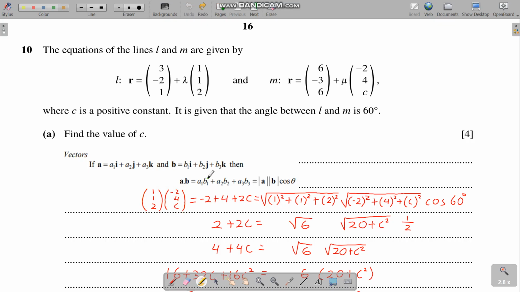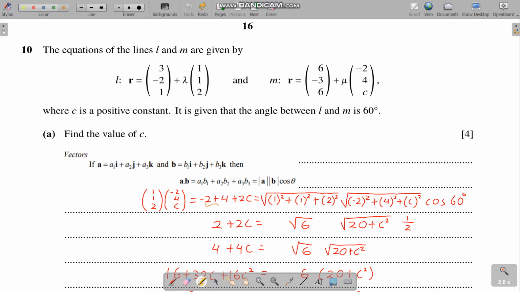The dot product, this is the formula to find the dot product. So you multiply corresponding components, the x with the x: 2 minus 4 is minus 2... 1 times 4 is 4, 2 times c is 2c, equals the magnitude of a times the magnitude of b. The magnitude of this vector is the square root of 1 squared, 1 squared, 2 squared, add everything. The magnitude of b, same concept: square root of the sum of the square of each component. Times cos of the angle, 60 degrees.